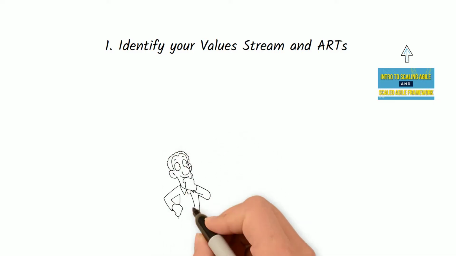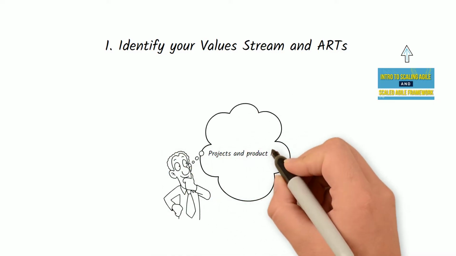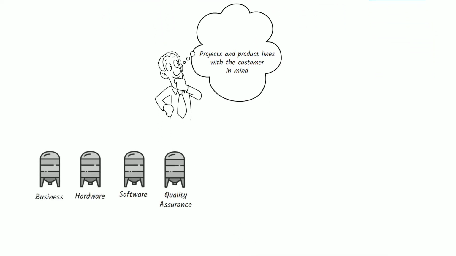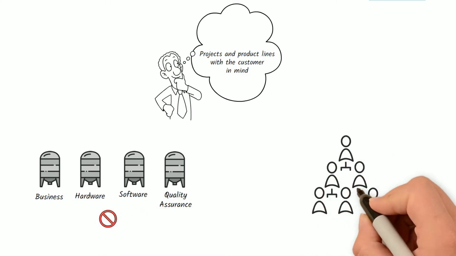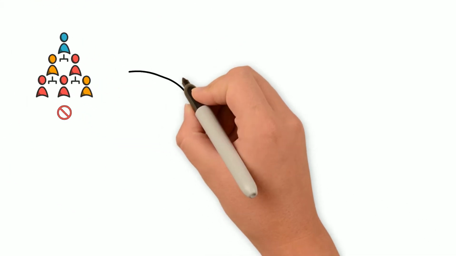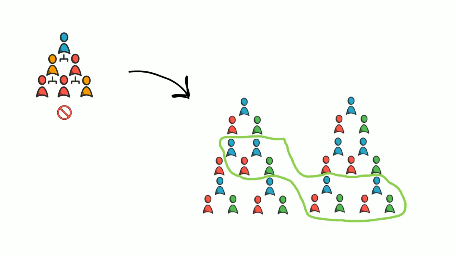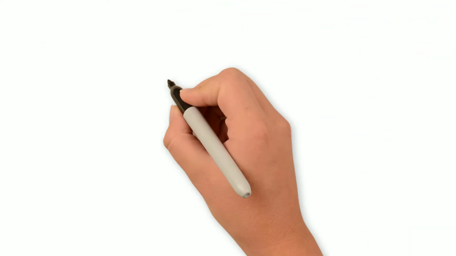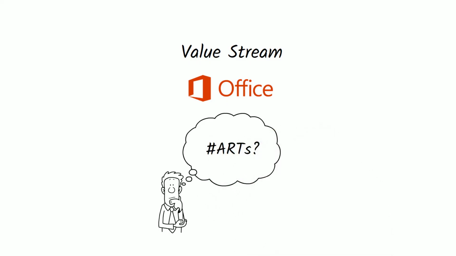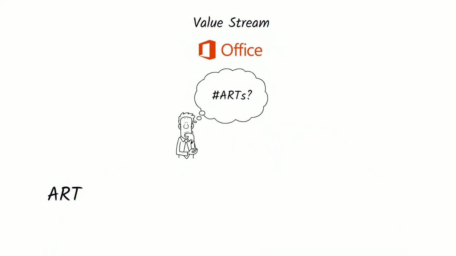When identifying the value stream, you need to align the organization around projects and product lines with the customer in mind. Don't fall into the trap of organizing by silos like the ones displayed here, or organizing by a traditional organizational chart. Organizing around value means being customer and solution focused, and most of the time this means value flows across organizational boundaries. A good example is like the one from our prior video, Microsoft Office being a large value stream. Once the value stream is identified, we need to identify how many Agile Release Trains, or ARTs, we need to deliver our value stream.